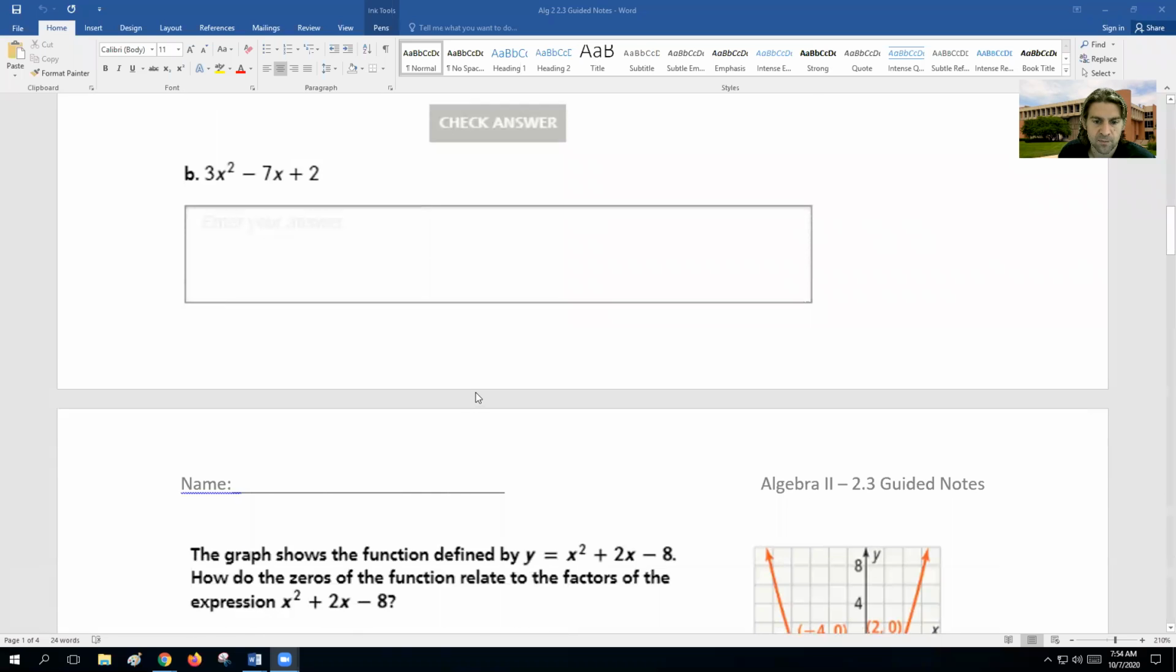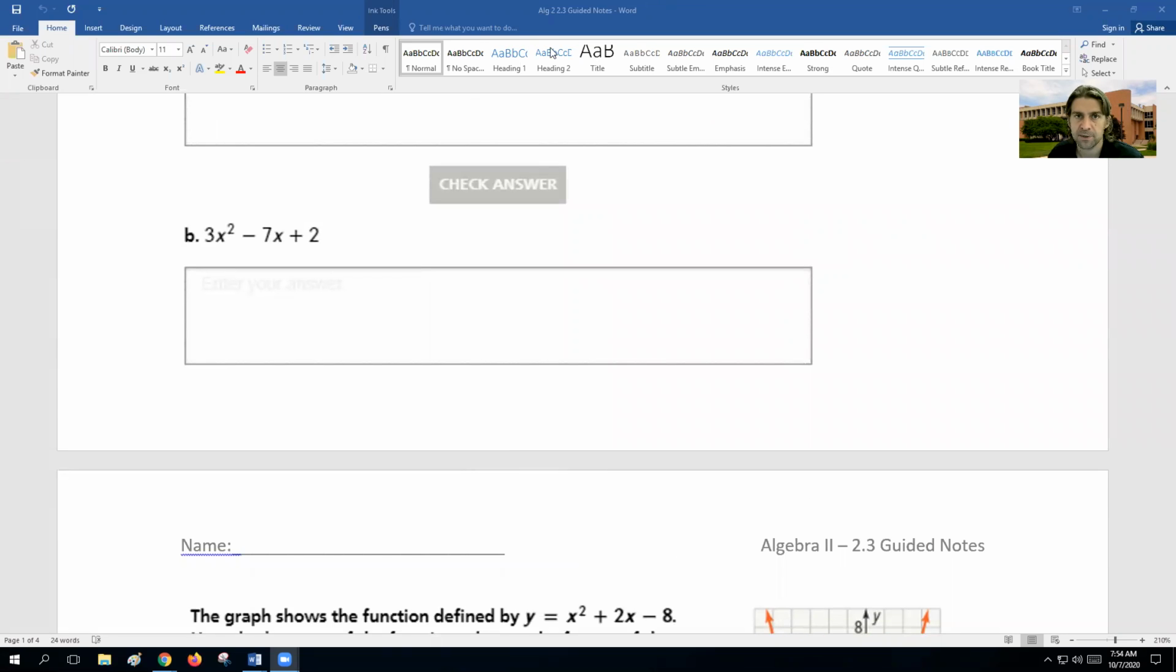All right, one more problem here that we'll do, and then we'll probably look at some of the CYU problems. We have a number in front, so we have to take that extra step. Off to the side here, what two numbers multiply together to give us 3 times 2, which is 6, and add together in the middle to get -7?